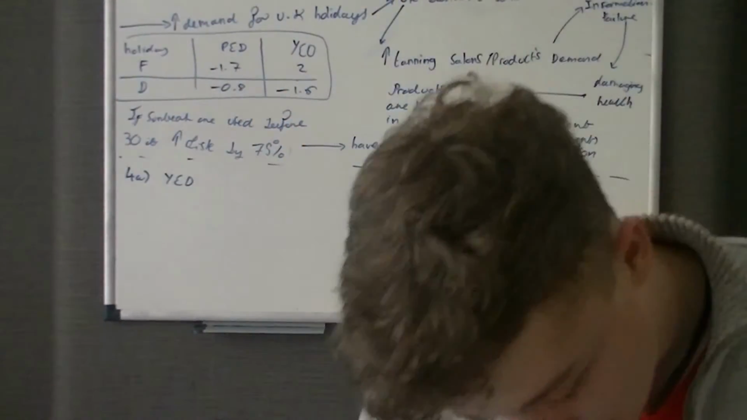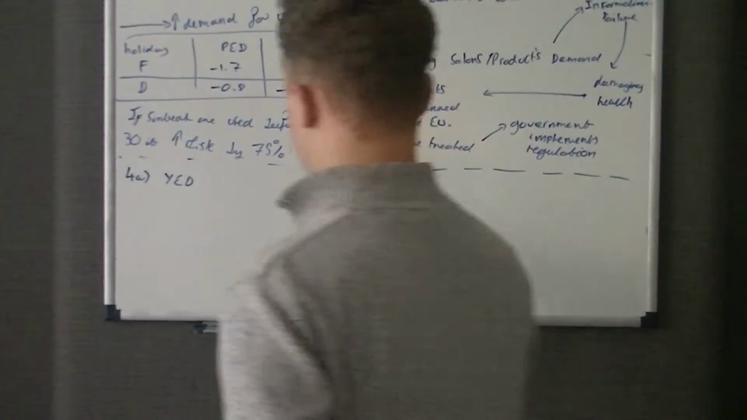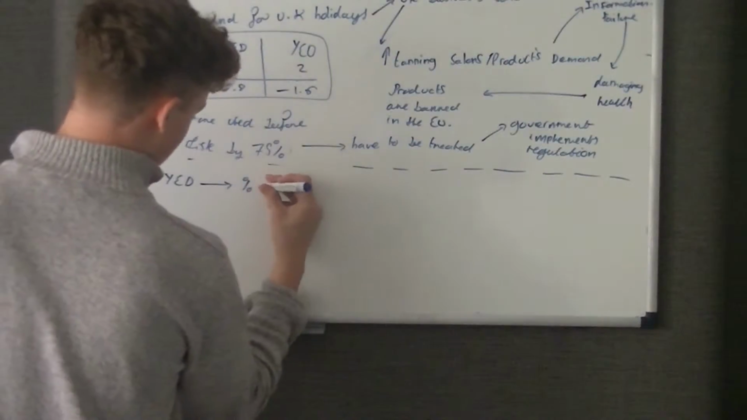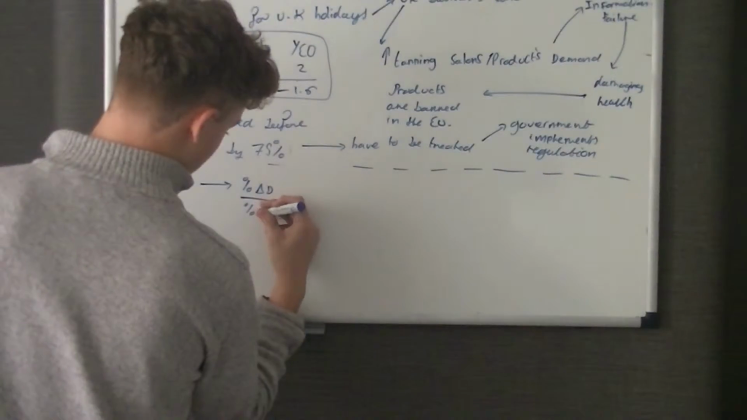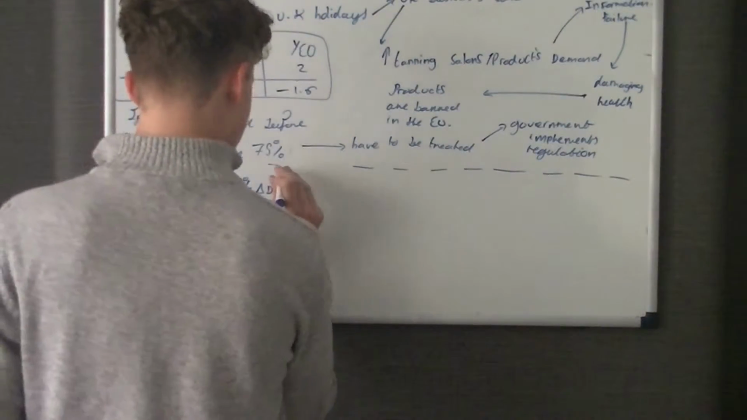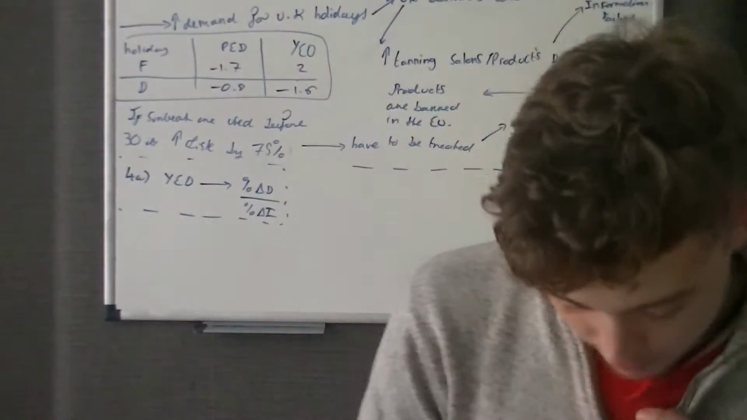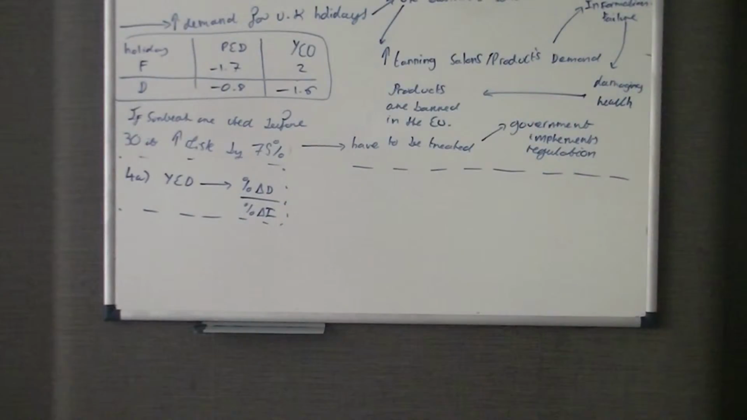Is that all I put? Yeah, and then you'd state the formula, which is YED equals percentage change in demand over percentage change in income. So that's your first foray. Whenever you're defining elasticity, you always give the equation.